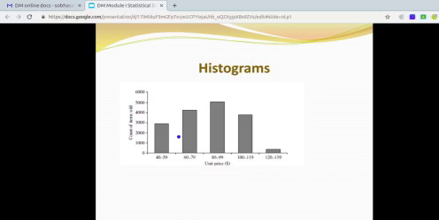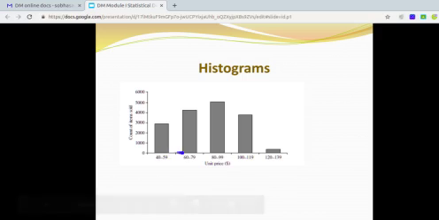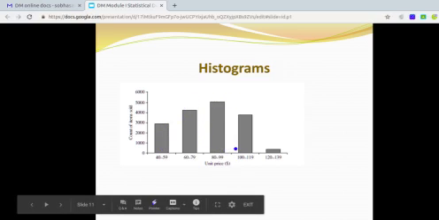And the same representation can be drawn in histograms also. In histograms you represent each set of data. You represent 40 to 59 here, then 60 to 79, etc. And you take another attribute on the y-axis and you draw histograms over here. This is also for representing statistical description of data.